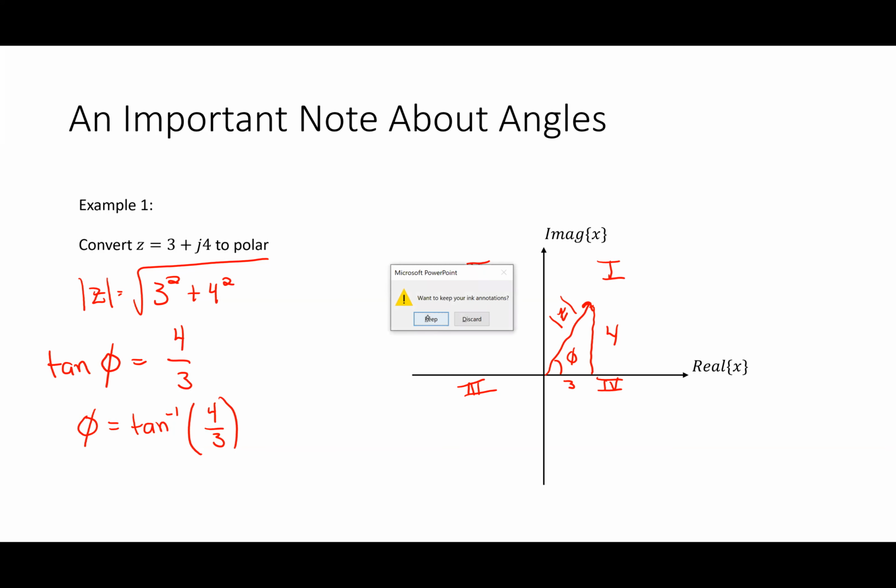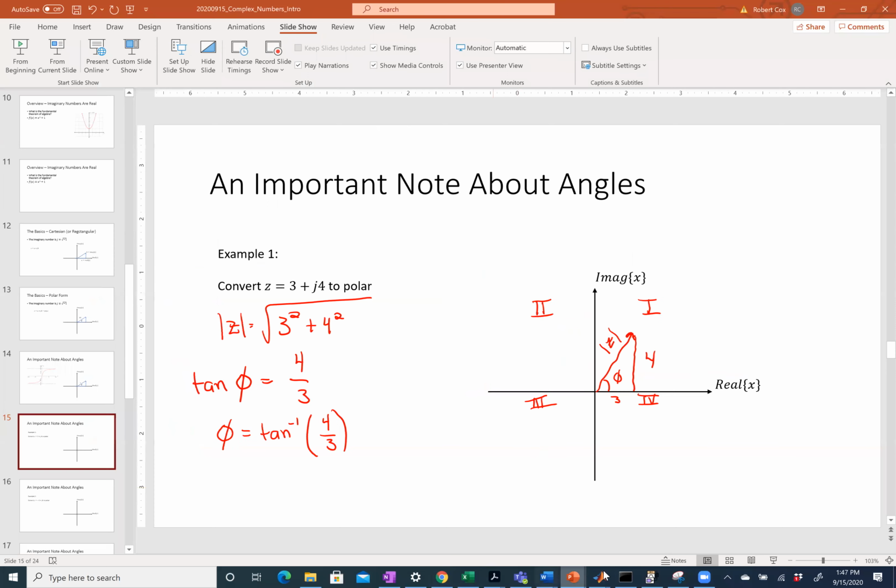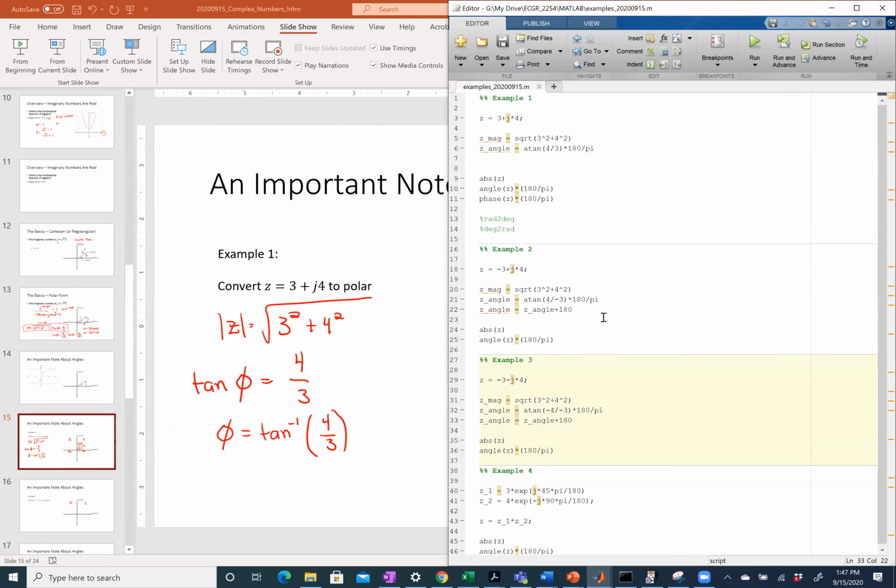Now, how do I calculate that? I wrote a MATLAB script to help me out with it, and I'll post this script. Z equals 3 plus j4. I calculated the magnitude in MATLAB with sqrt of 3 to the power 2, using a caret to raise to a power. Then I did the angle. MATLAB has a function called atan, which calculates the inverse tangent for me, times 180 over pi.